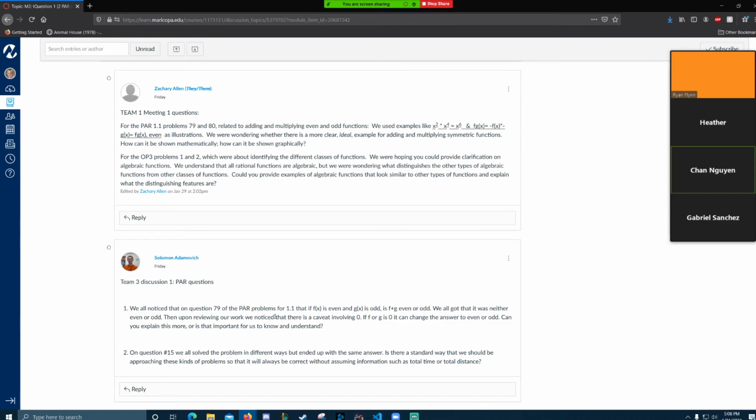So can you repeat what you said again? Yeah. So if f is even and g is odd, f plus g is neither. Is there a variable or something we can add to the equation that will make f plus g either even or odd?